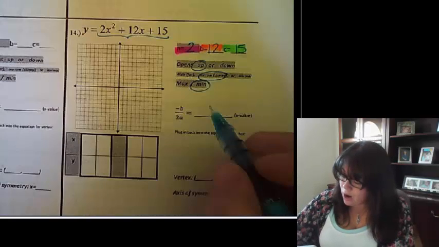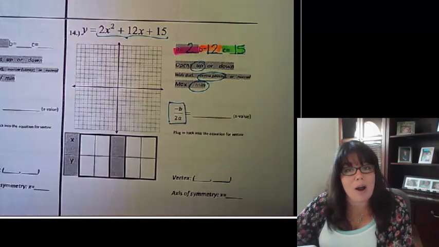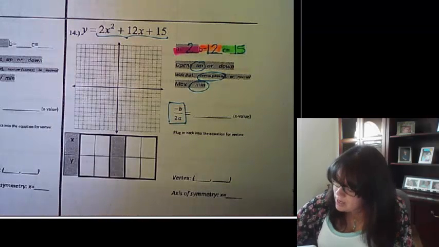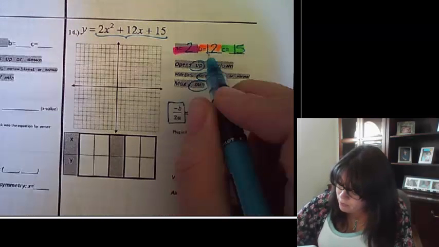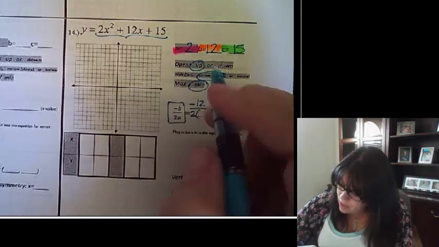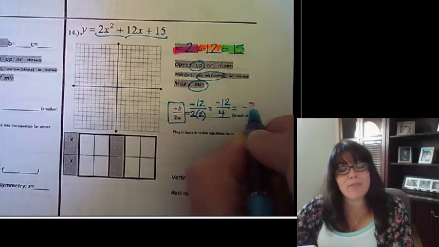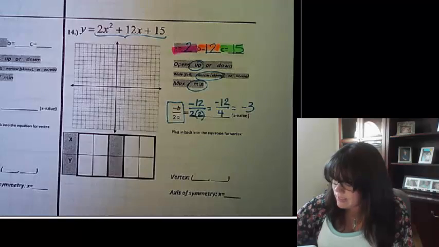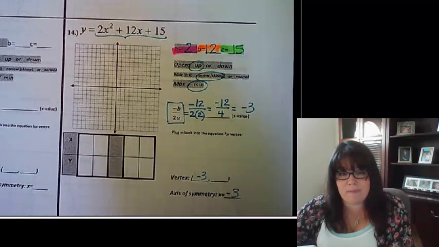Let's go ahead and find our vertex starting point, our x value of our vertex, using our equation. Negative b over 2a. So negative b is 12, over 2 times a, which is 2. So this is going to simplify to negative 12 over 4, which is going to simplify to negative 3. So the x value of my vertex is negative 3. That's also the equation for my axis of symmetry.